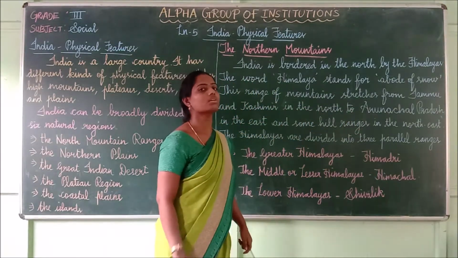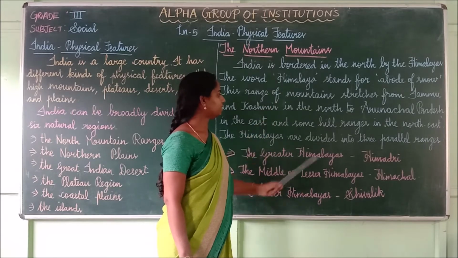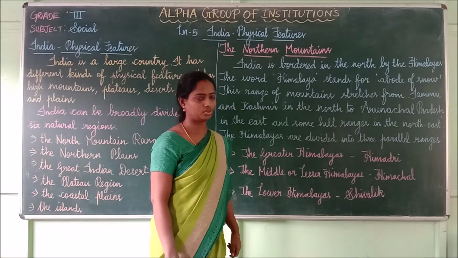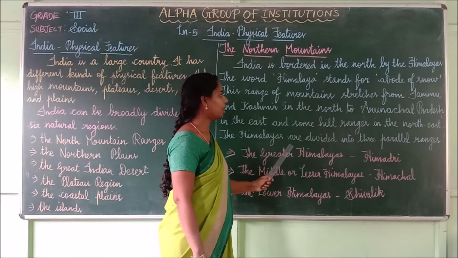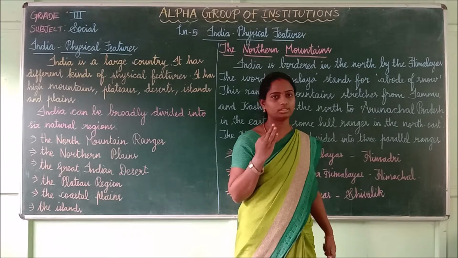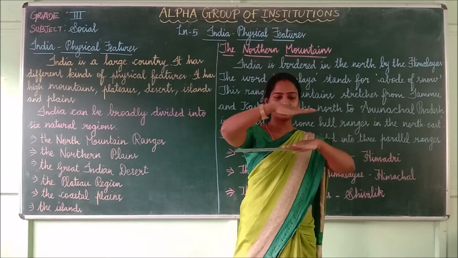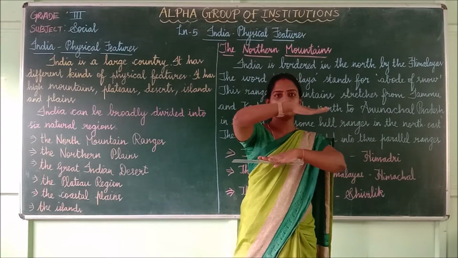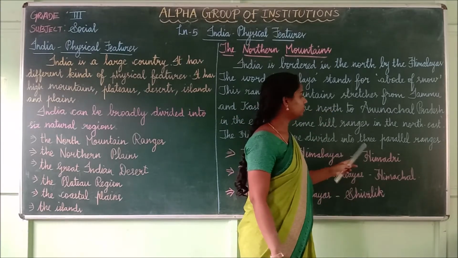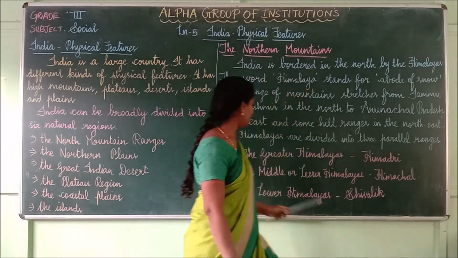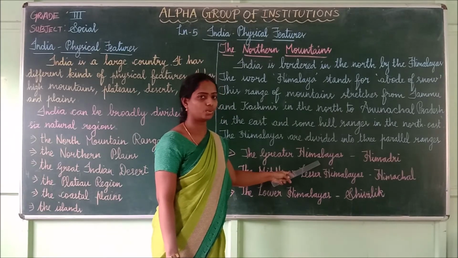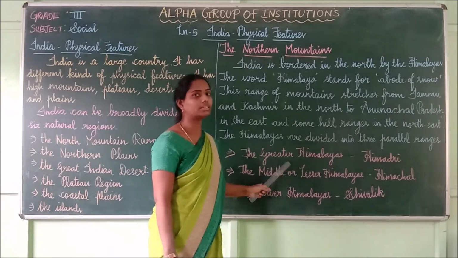So we are going to discuss the northern mountain range, which is broadly divided into three parallel ranges. Okay, the Himalayas are divided into three. How many, children? Three parallel ranges. What does parallel mean? Parallel means equal. Here are three parallel ranges. What are they? The first one is the Greater Himalayas.